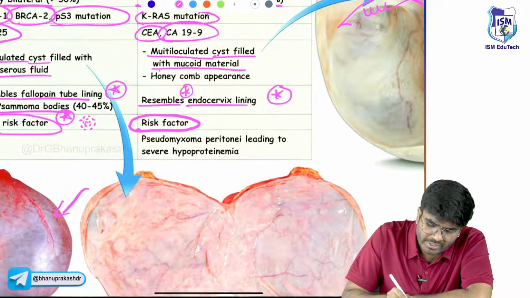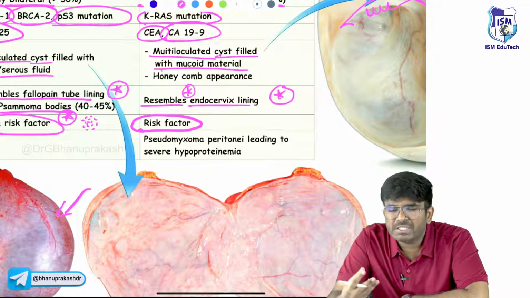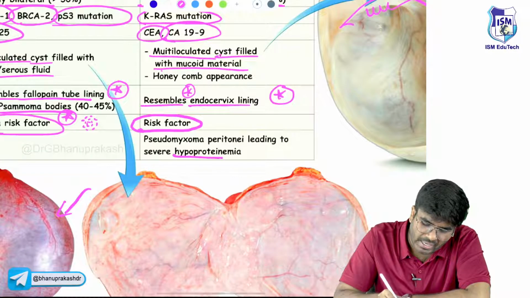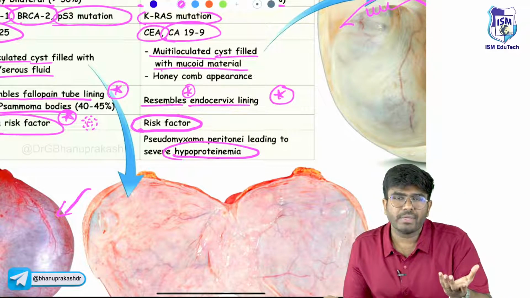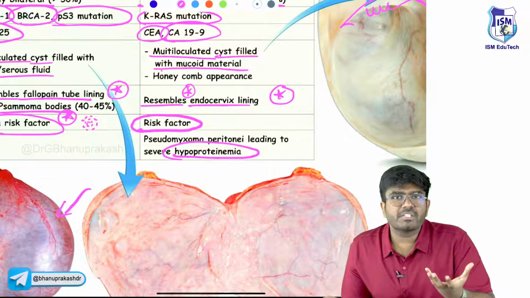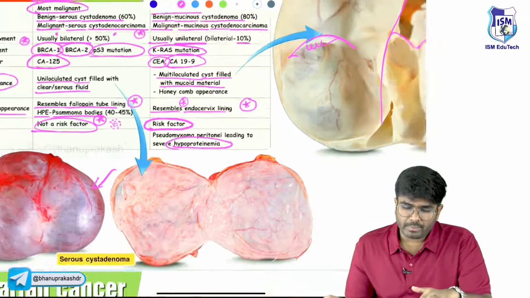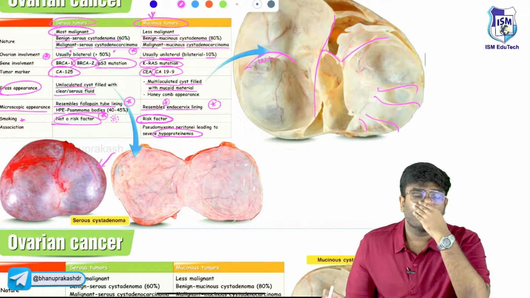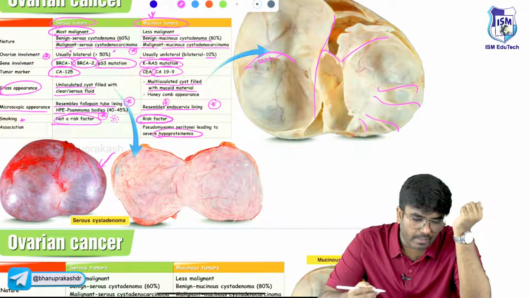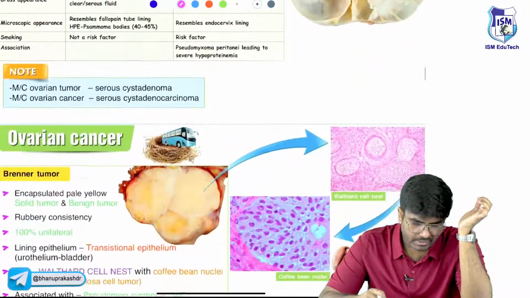Pseudomyxoma peritonei, I don't want to go into that much detail. These tumors produce lots and lots of mucus, right? So that actually causes hypoproteinemia. Unnecessarily the mucus is getting produced. That mucus is a proteinaceous material, so hypoproteinemia can be seen. So with this, the differences between serous and mucinous tumors are completed, sir.